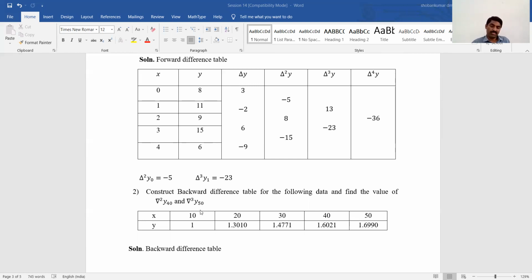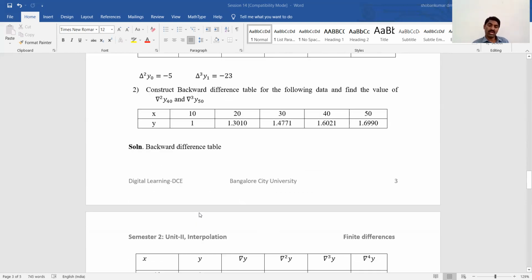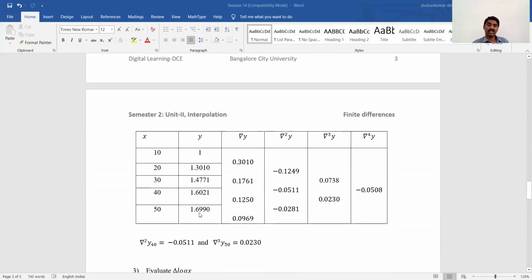Now I have to show how to write the backward difference table. First, write the x in the first column, y's in the second column. Here argument x is 10, 20, 30, 40, 50, and the corresponding values of y are 1, 1.3010, 1.4771, 1.6021, 1.6990.